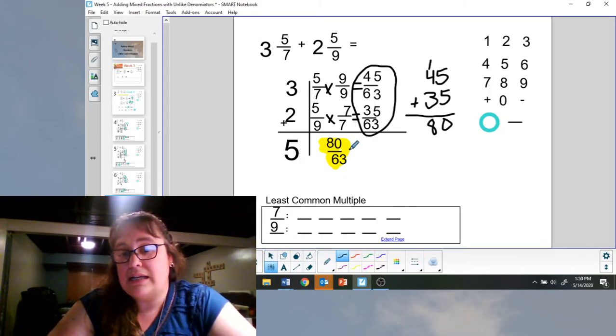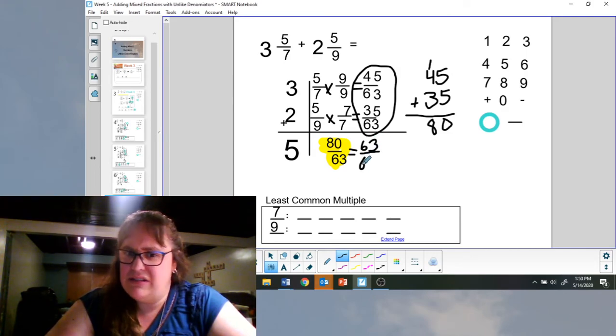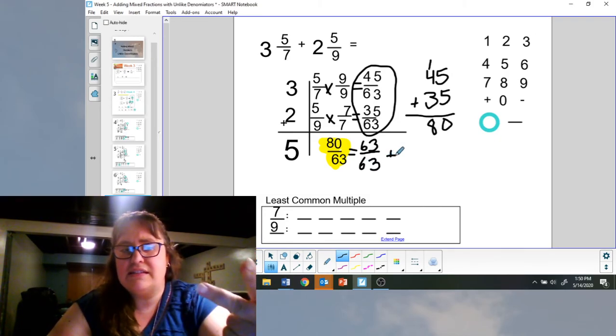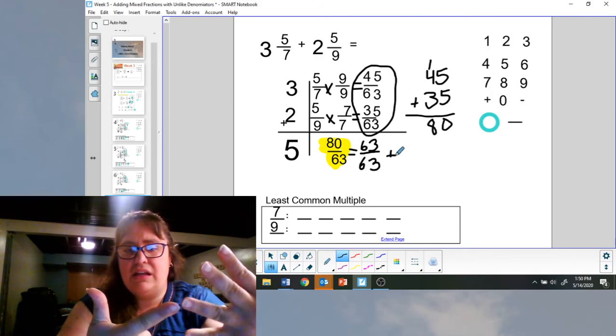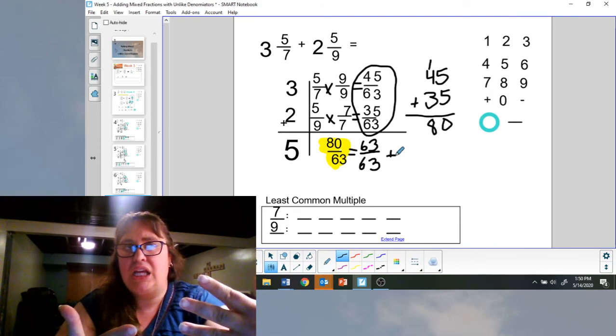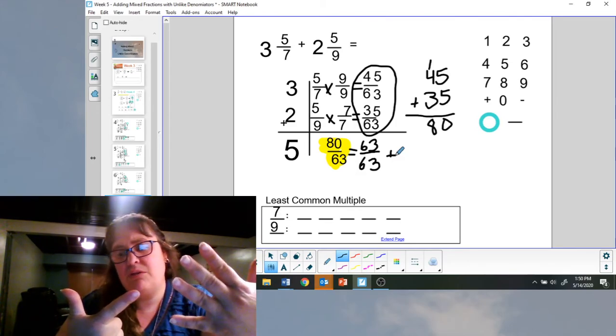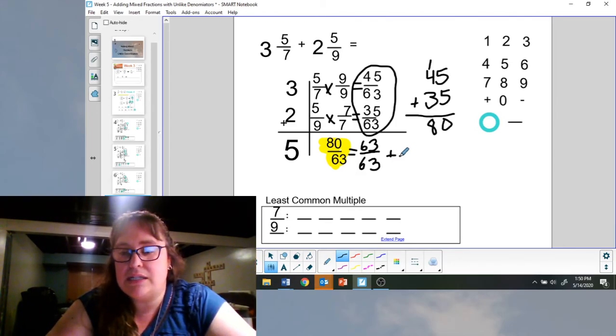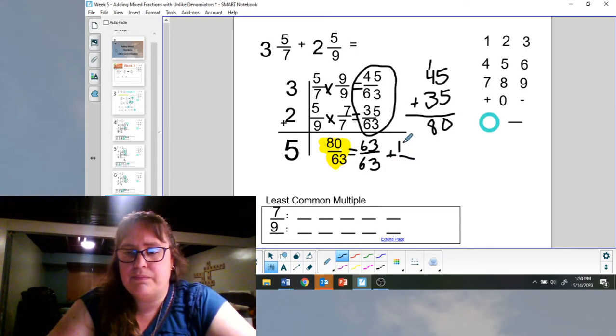And so a more correct answer would have been to be able to say, hey, how many pieces would it take to make one whole? And it would have been 63 pieces out of 63. And I don't think there's enough to make another whole. So I'm just going to count up 63, 64, 65, 66, 67, 68, 69, 70. And then to go from 70 to 80 would be another 10. So 10 plus 7. There would be 17 pieces left. And the piece size is 63.